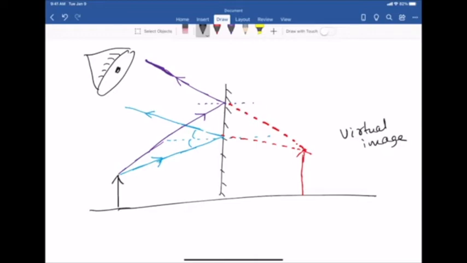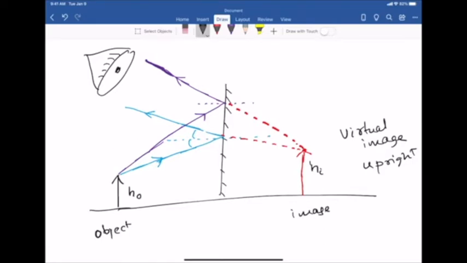And let's also think about the properties of this image. Notice that this image is upright, so it's not inverted, it's upright. We'll see some optical systems form inverted images later on. And what about the size of the image? Suppose the height of the object is ho, and suppose the height of the image is hi. So this is our object, this is our image.